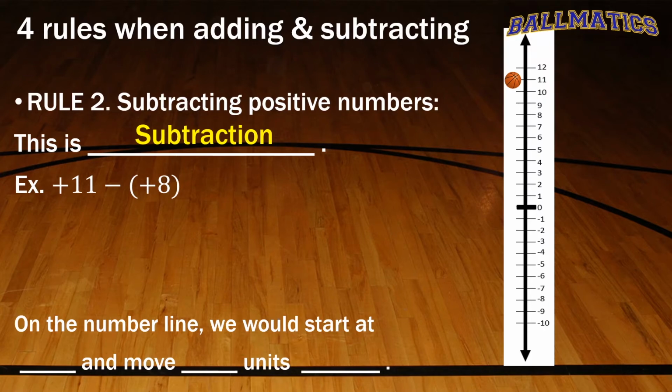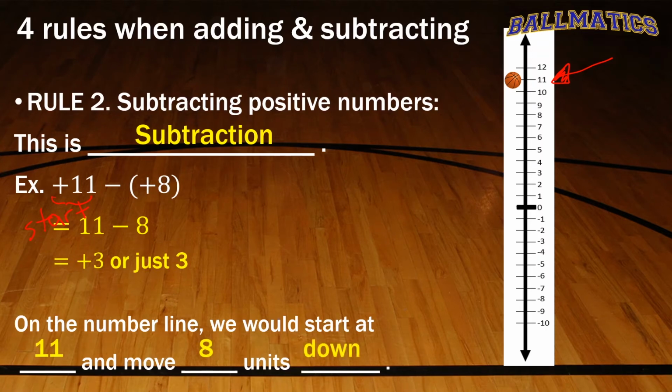So here on an example, we've got +11, which is again our starting point. So we start at +11, and then we're going to move down 8 units. We can simplify this as just 11 minus 8, and we can see the start here is 11, and then we're moving down 8 units. We should end up at +3. So again, on the number line, we would start at 11 and move 8 units down. And again, the final answer ends up being +3.